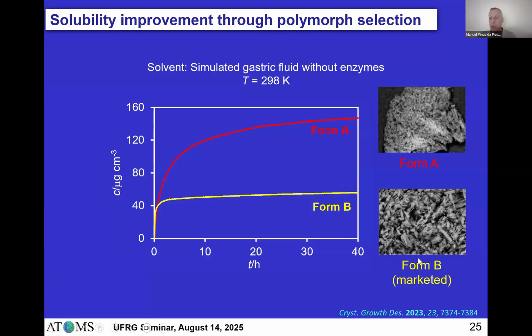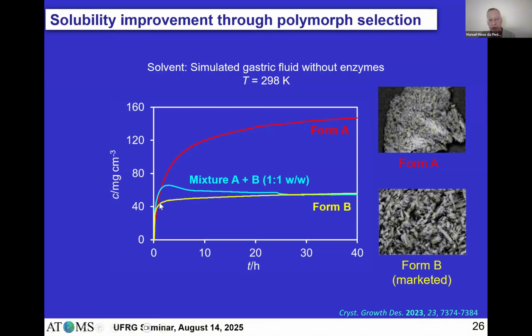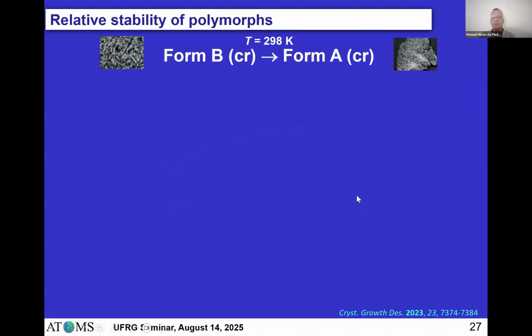You have to be careful because if form A is contaminated with form B, what happens is that you start the dissolution process through the form A profile, but then you quickly end up with the form B profile, and so the solubility drops. So you have to pay attention to this.